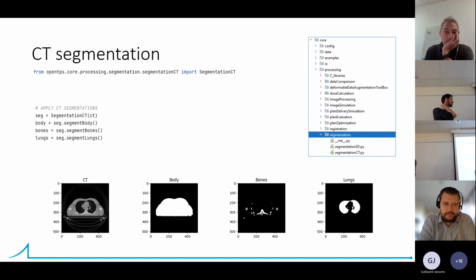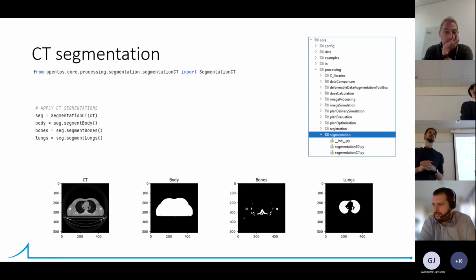So regarding the CT segmentation, it's pretty straightforward. You can see there on the right where it is implemented in OpenTPS. If you want to use it, it's quite simple. You just import the segmentation. Here it's an example with segmentation CT, and then you have just one command for each kind of segmentation. Here is just an example of results. So it's the kind of tools that are not very complex AI-based methods, but they're quite practical to build some workflows.